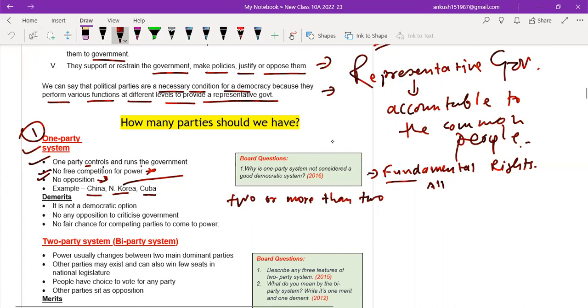Okay. So these are the merits of such parties, the one party system. What are the demerits? It is not a democratic option, I think. In this opinion, this is not actually a democratic country or opinion. No opposition to criticize the government. I just told you, no one would be there to bring out the failures or faults of the ruling party. Another thing is no fair chance for competing parties to come to power. There would be no competition as there is no opposition party.